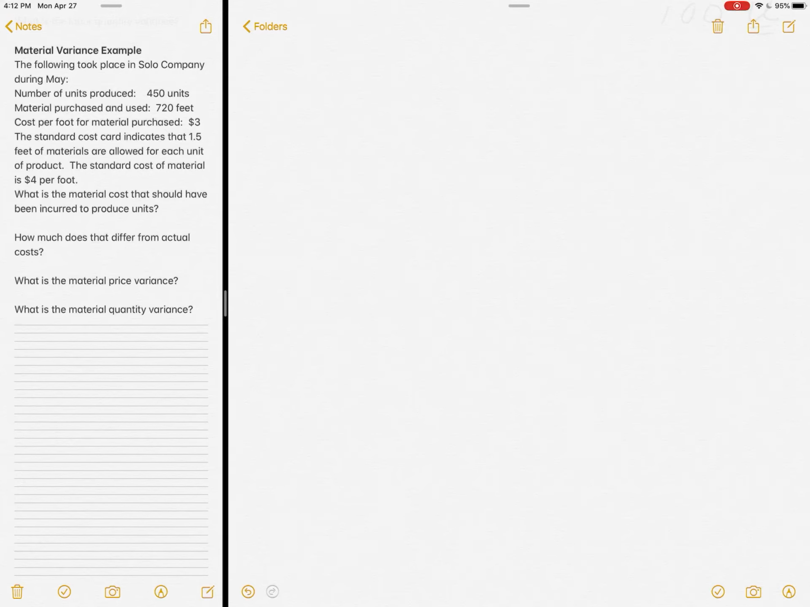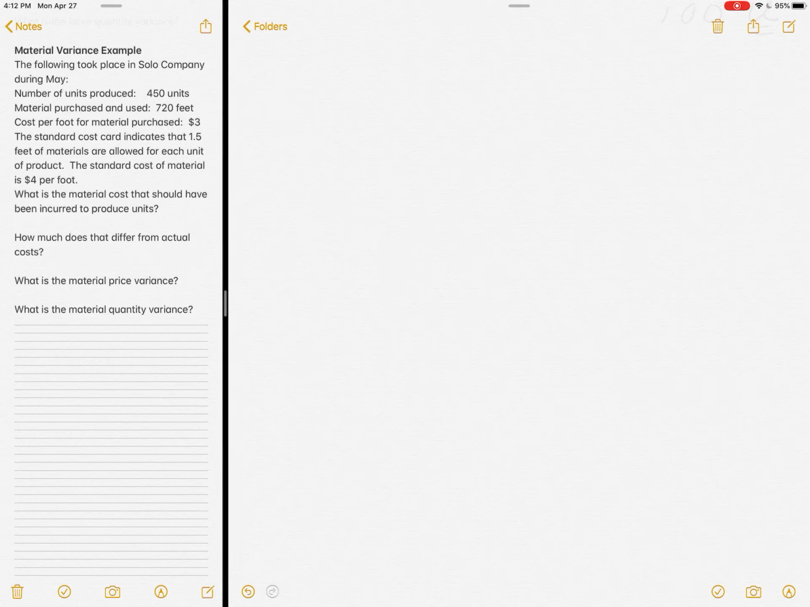And finally, let's look at an example of our material variances. Again, we want to find out what is the material cost that should have been incurred, or those standard costs, and then we'll compare that to our actual and we'll break it apart to find the material price variance and the material quantity variance. So first, let's figure out what they should have been paying.